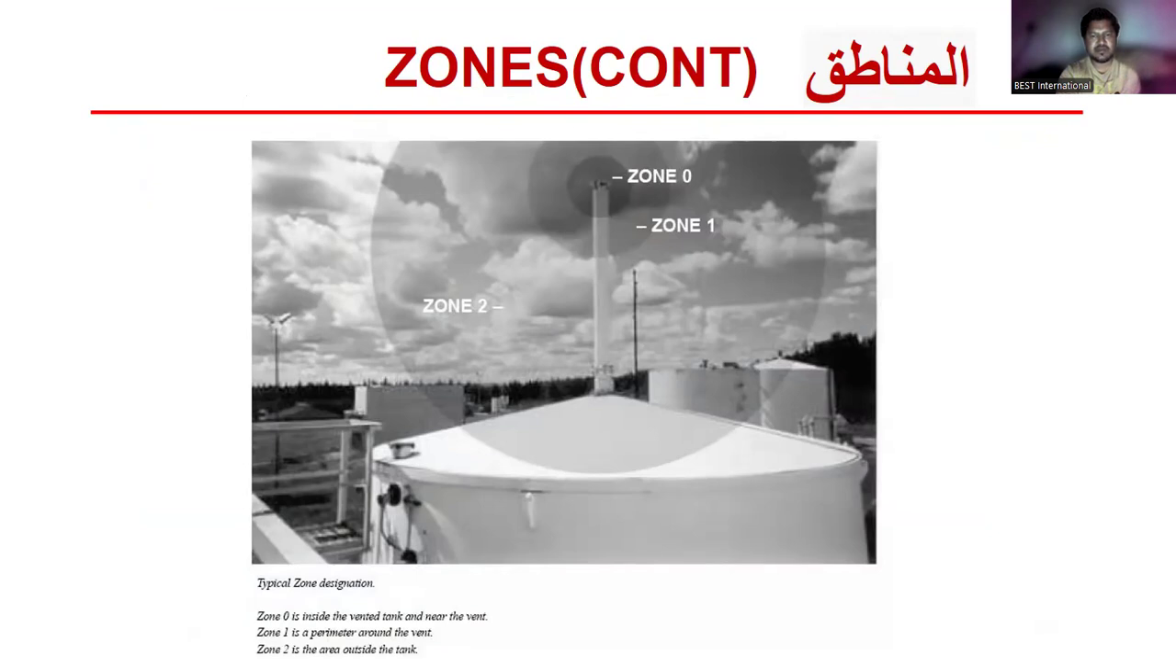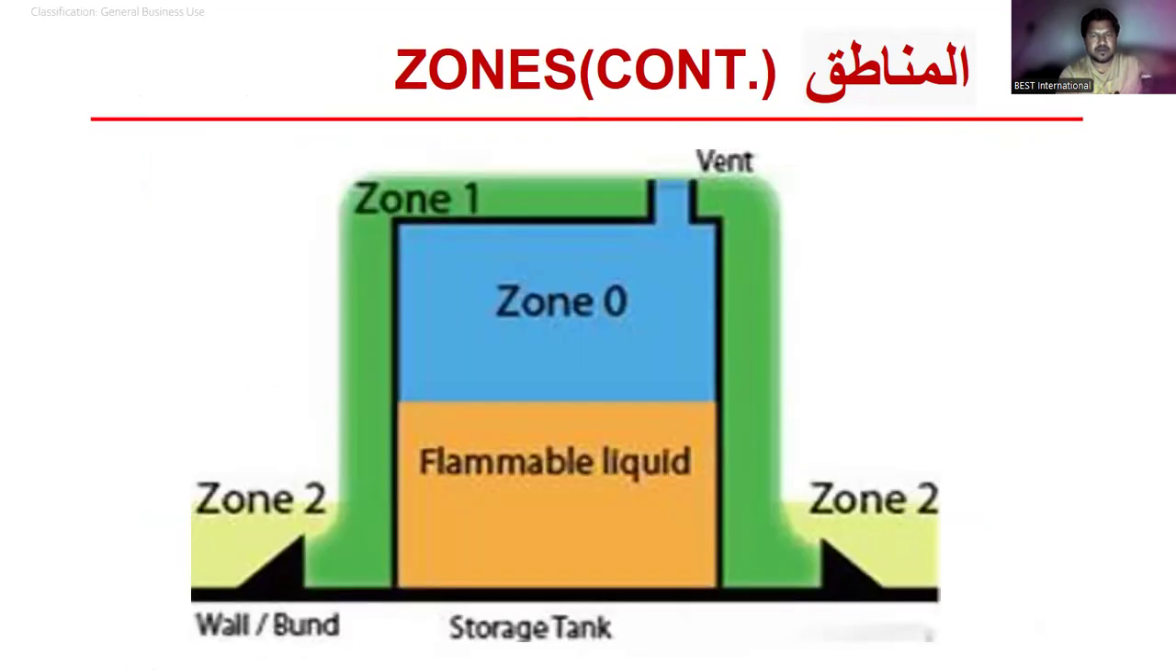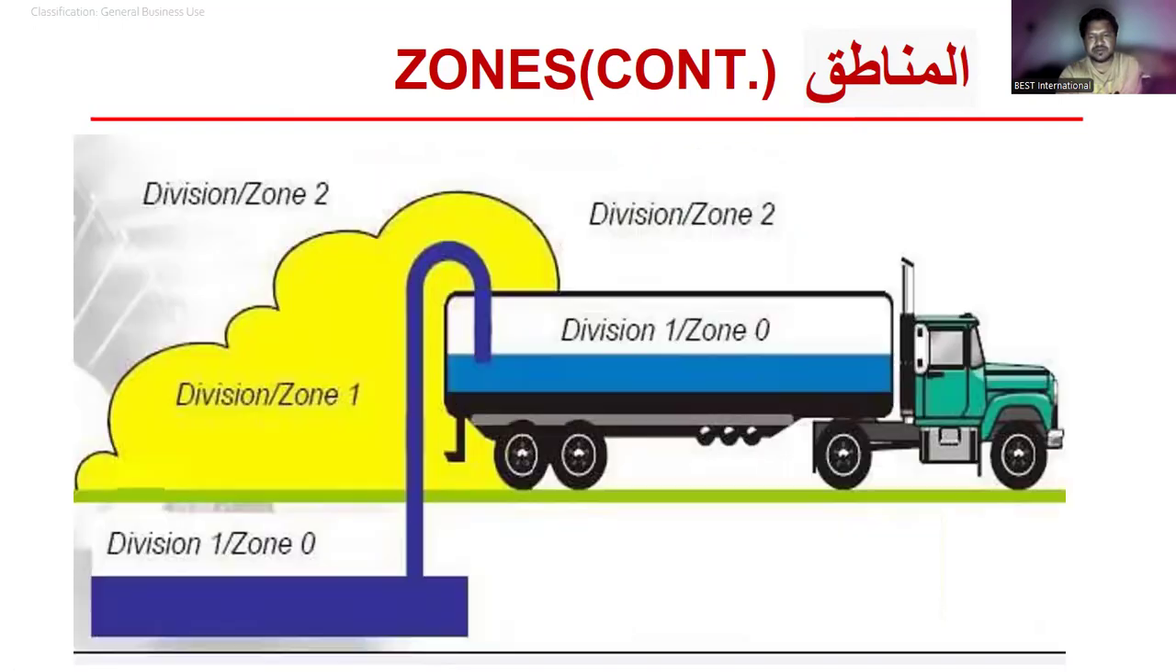Another example, zone 0, zone 1, zone 2. Another example, wherever we have zone 0, zone 1 and zone 2. Flammable liquid, zone 0; zone 1, the vent area; and zone 2, walls or bunds.